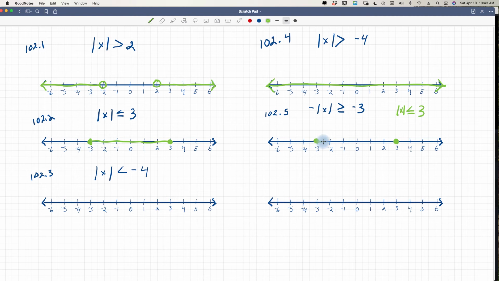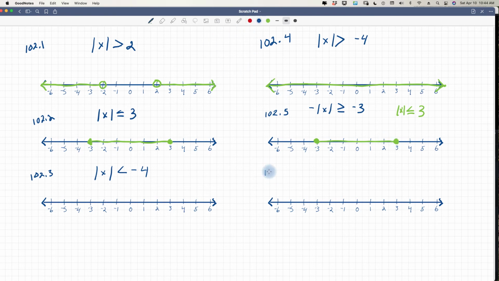Yes. So we know, we've already worked it out. We know that it's going to be numbers that are smaller than 3 and numbers that are greater than negative 3. So because the absolute value of negative 2 is a positive 2, a positive 2 is less than 3. So we can just fill in that line in between the 2 points. All right.